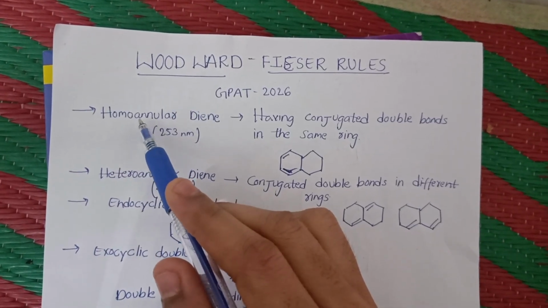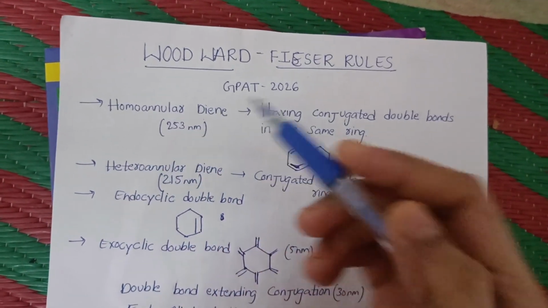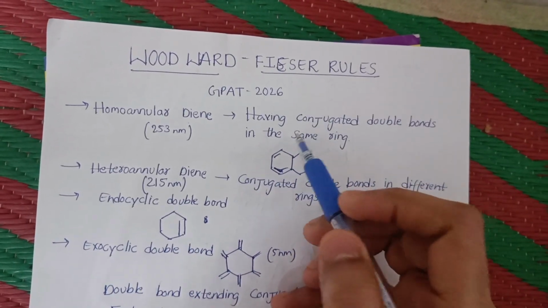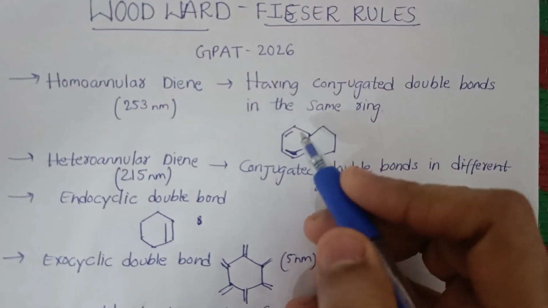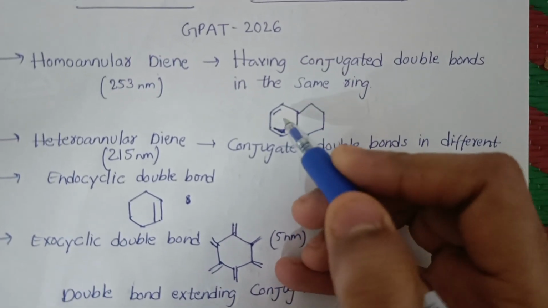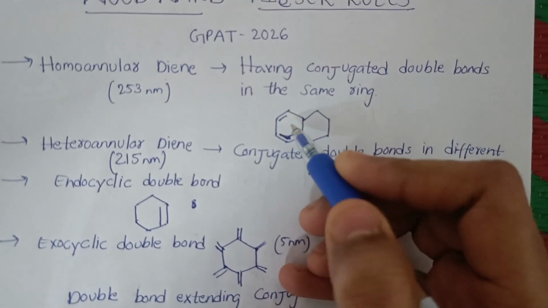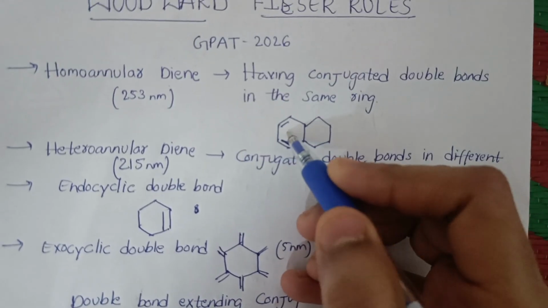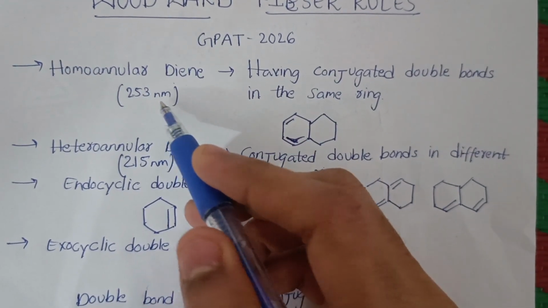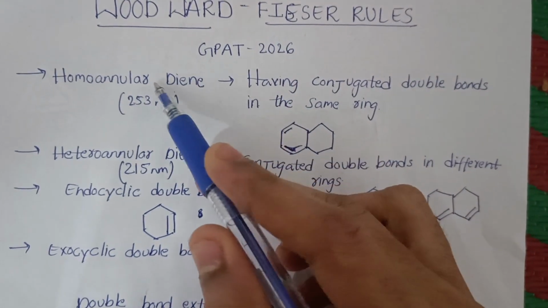The first rule is the homoannular diene, which contains conjugated double bonds in the same ring. Whenever a conjugated double bond system is present within a single cyclic ring, it is considered a homoannular diene. And they gave 253 nanometers for each homoannular diene.